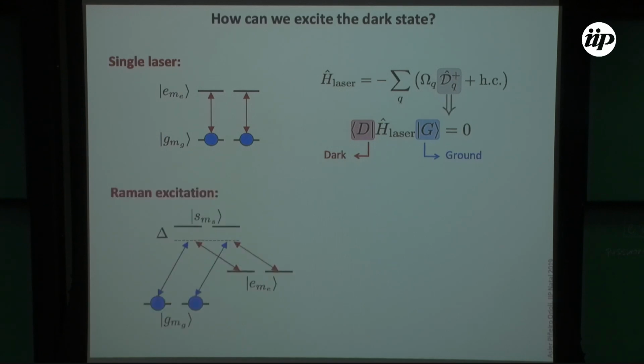So instead, what we propose is to use a Raman excitation scheme where we couple the ground and excited states off resonantly through an intermediate transition. And in this case, the effective Hamiltonian that you get has this effective Rabi coupling, which now has a different structure from before. And so this means that this Hamiltonian cannot be written in terms of these operators anymore, in general. And so you can get a non-vanishing matrix element between ground and excited state. So in this way, you can excite the dark state starting from a ground state.